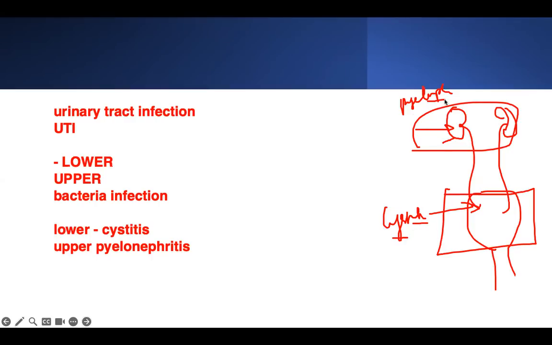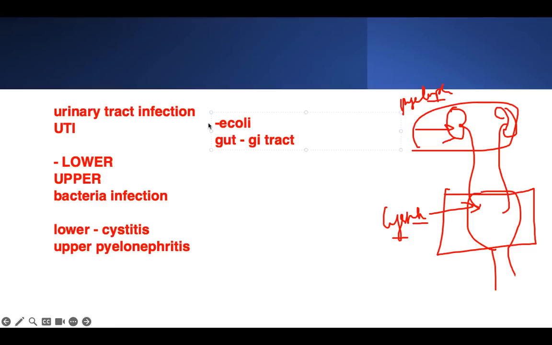Nephritis is the kidney infection by bacteria. So when we say lower, we mean cystitis. When we say upper, it's pyelonephritis. That concept, if you get it down, you understand every question they're going to ask you. The most common bacteria is E. coli. This E. coli is also in the gut, so your GI tract.